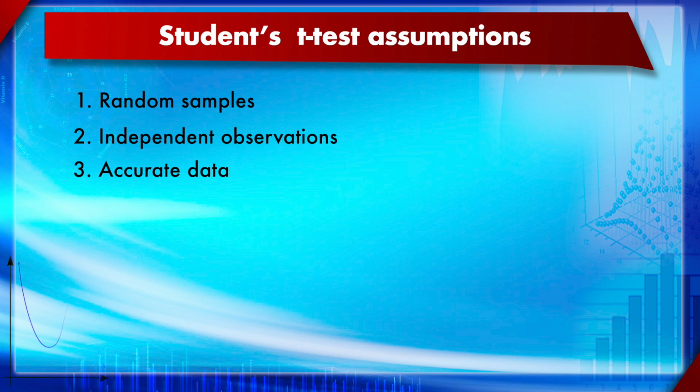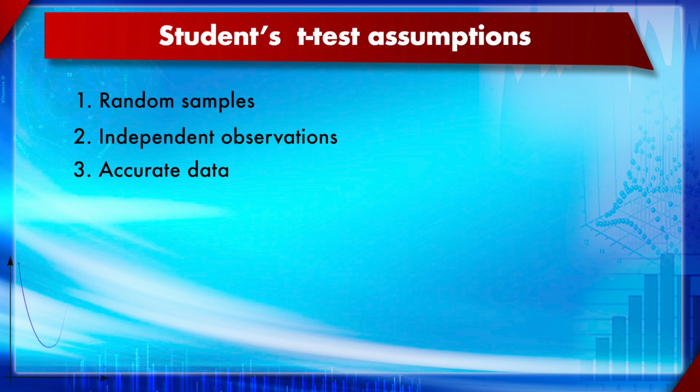So these three assumptions are almost universally followed, not just for the T-test, but also for the F-test or ANOVA, or also for a regression or correlation, any kind of test. These three are very important: random sample, independent observation, and accurate data.